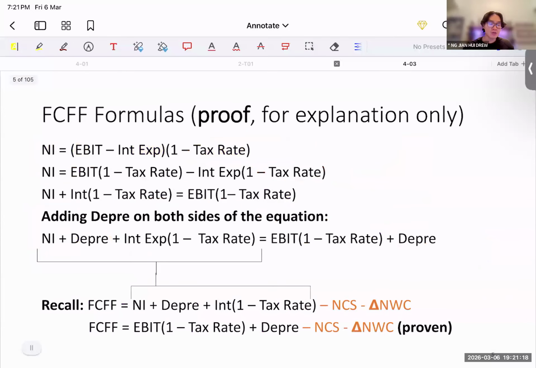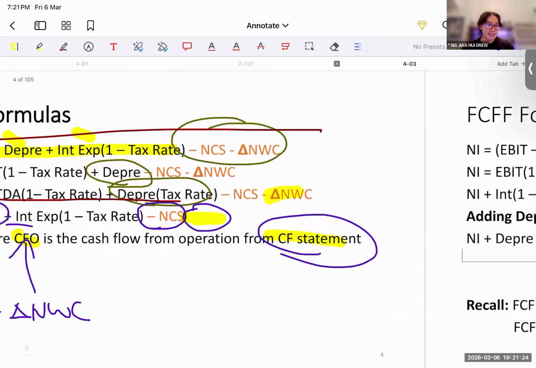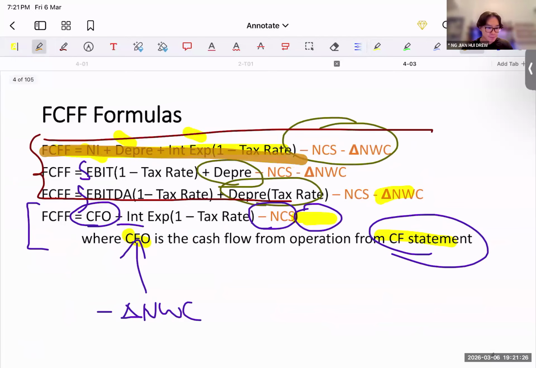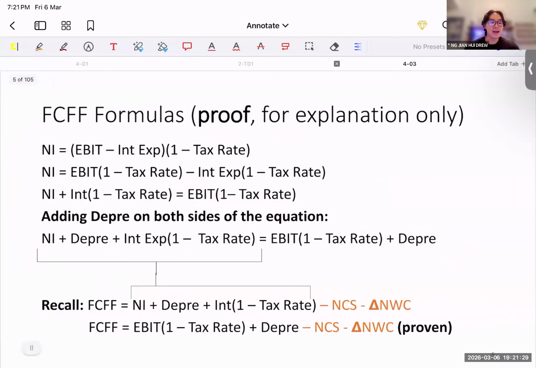So now let's jump into the formulation. So we have already explained the most basic form, in the sense of the net income one, which is this. We have explained this already, right? So now I'm trying to prove to you how we get the EBIT formulation, right? So let's try to understand how it works. So this is purely for explanation only, right?